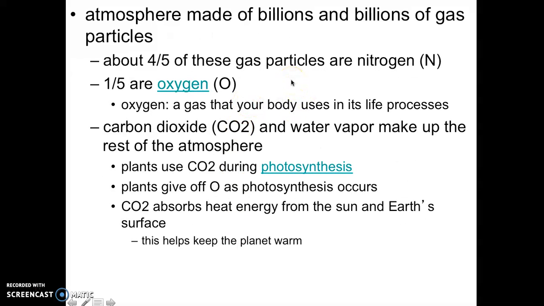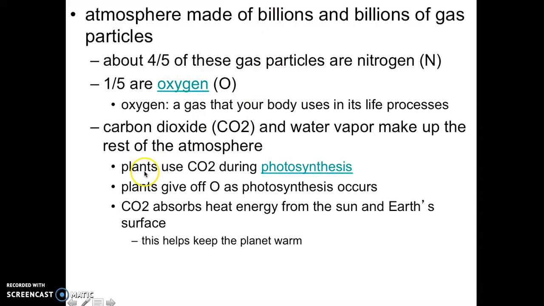Now the atmosphere is made of millions and millions of tiny gas particles, okay? If you were to break them all apart, about 4/5 of the gas particles are going to be nitrogen, and the other 1/5 is going to be oxygen. Oxygen is a gas that your body uses in its life processes. So this is what helps keep you alive. You breathe in oxygen. Now, I want you to make sure that you click on the link to learn a little bit more about oxygen.